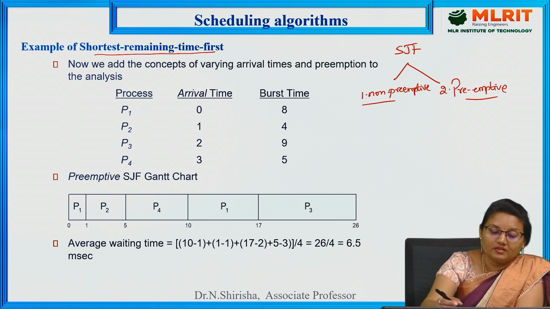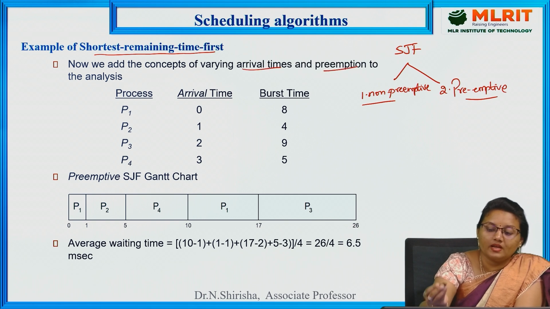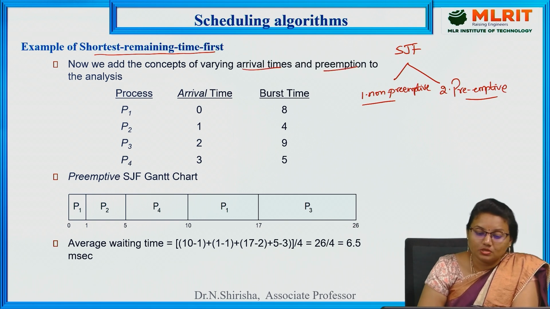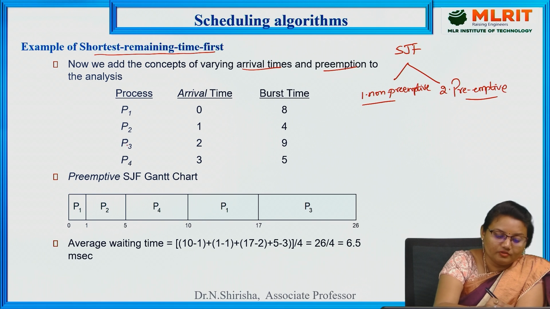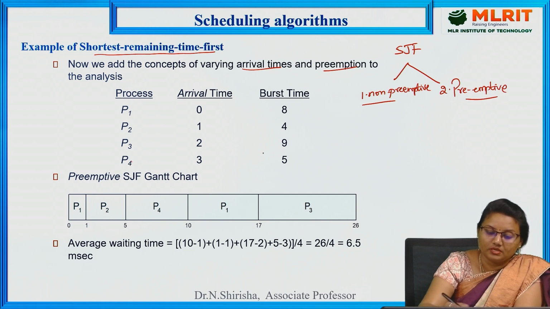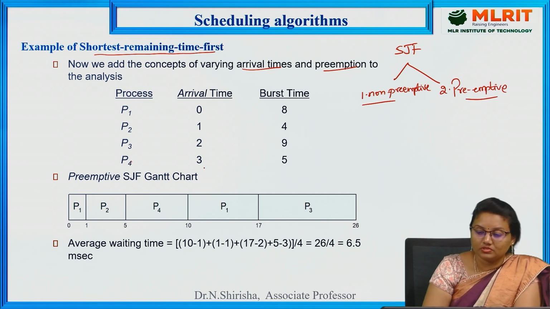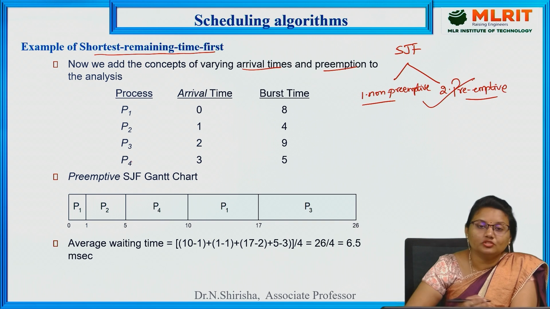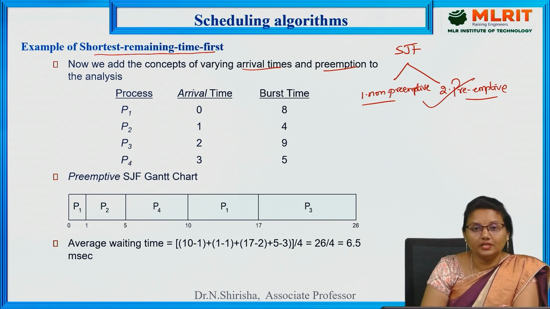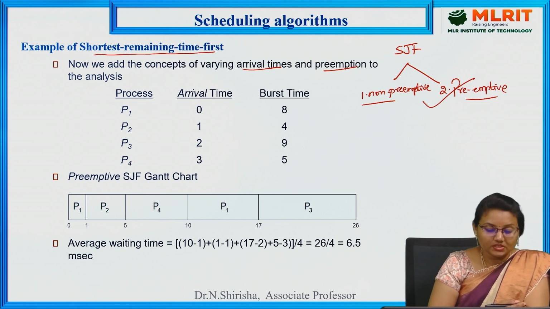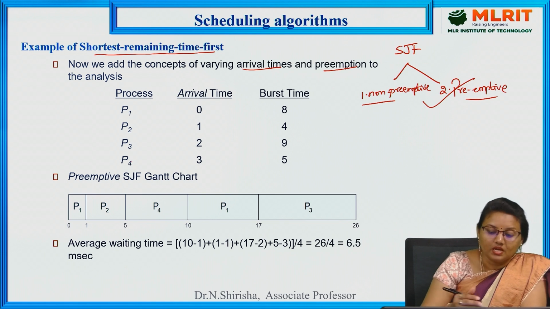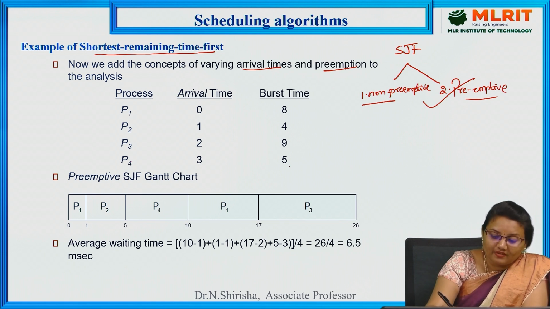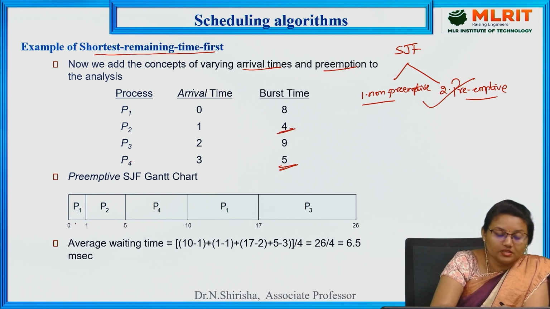So, now we add the concepts of arrival time and preemption to the analysis. We have the 4 processes, we have the burst times, and we also have the arrival times. Now, according to SJF preemption, we need to draw the Gantt chart. The process having the least burst time is P2 with 4. Are we executing P2 first?